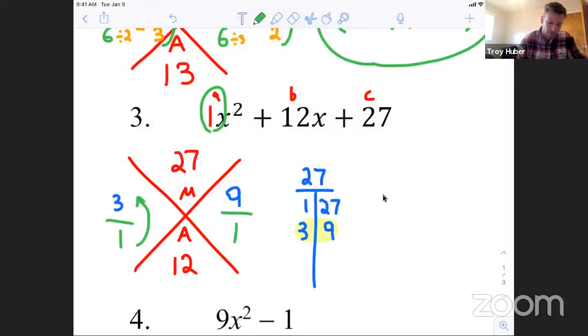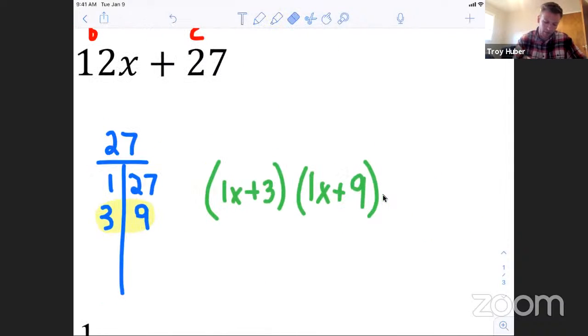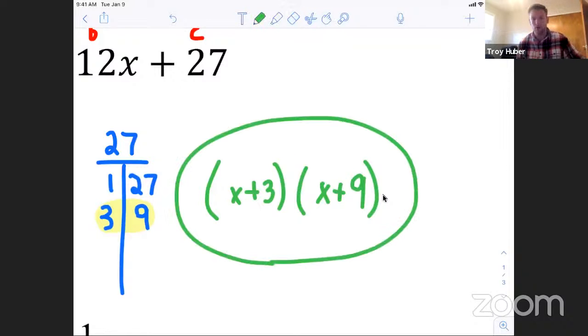And now we just read from the bottom to the top. So I have 1x plus 3 and 1x plus 9. Now, again, do we need that 1? No, not really. So I could get rid of those ones. And here's factored form.